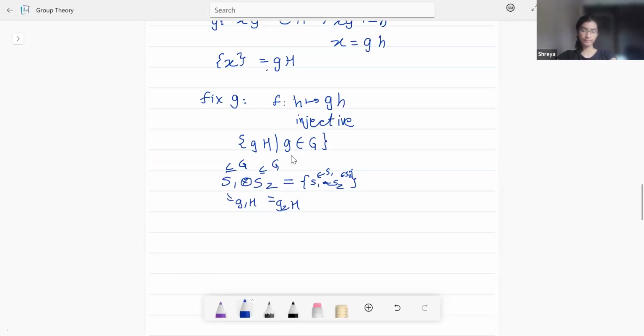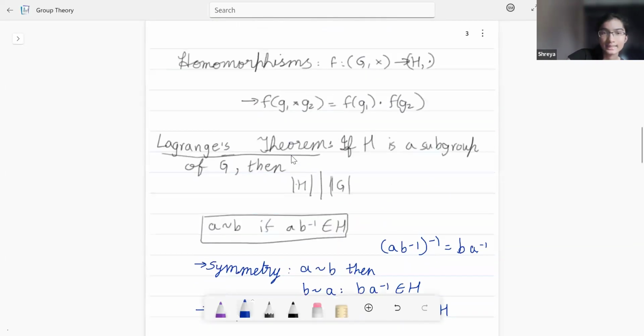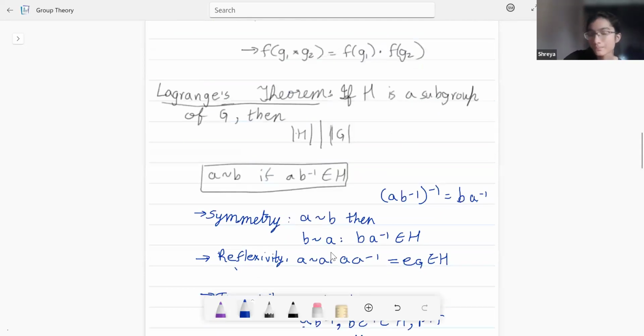So, is everything clear till here? Is the proof of Lagrange's theorem clear? Yeah. Okay.